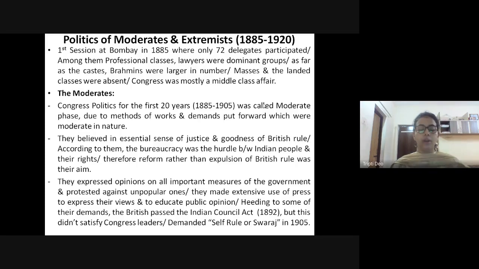And they would protest against the unpopular steps of the government. It is not that they considered the British government good, so they were not protesting its harsh measures. They were also protesting against the unpopular ones. They made extensive use of the press to express their views and to educate public opinion.